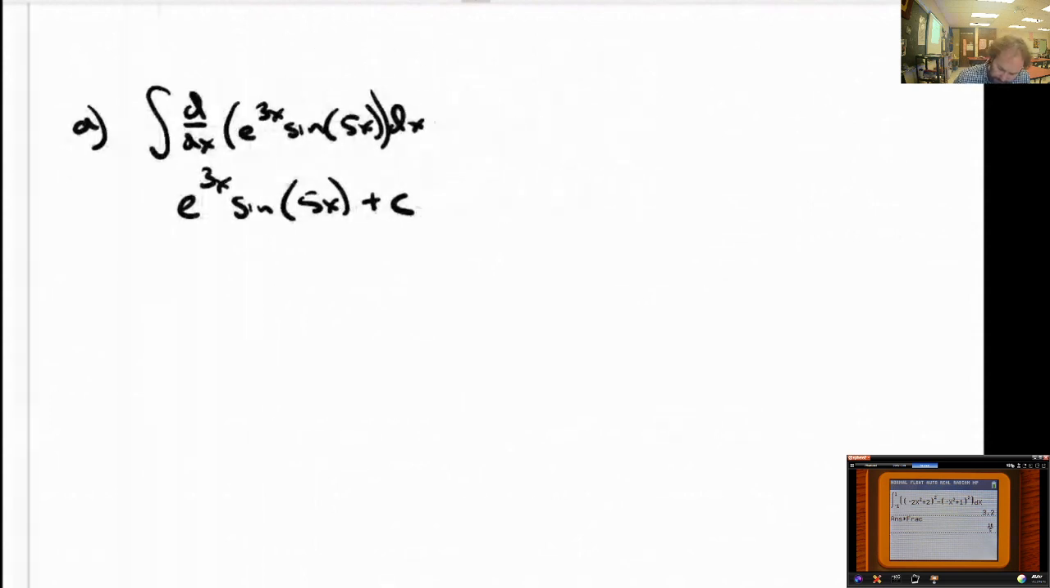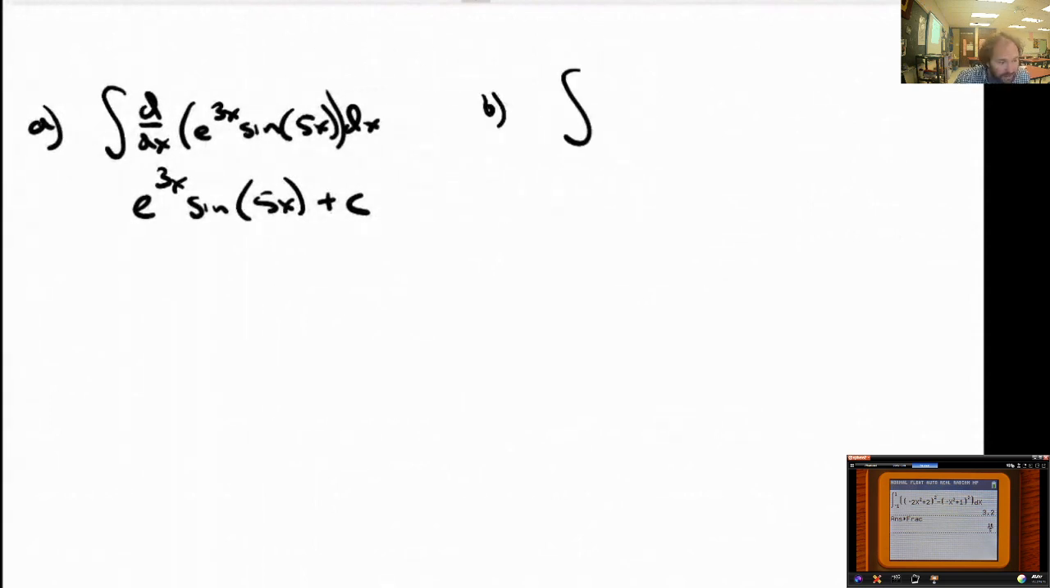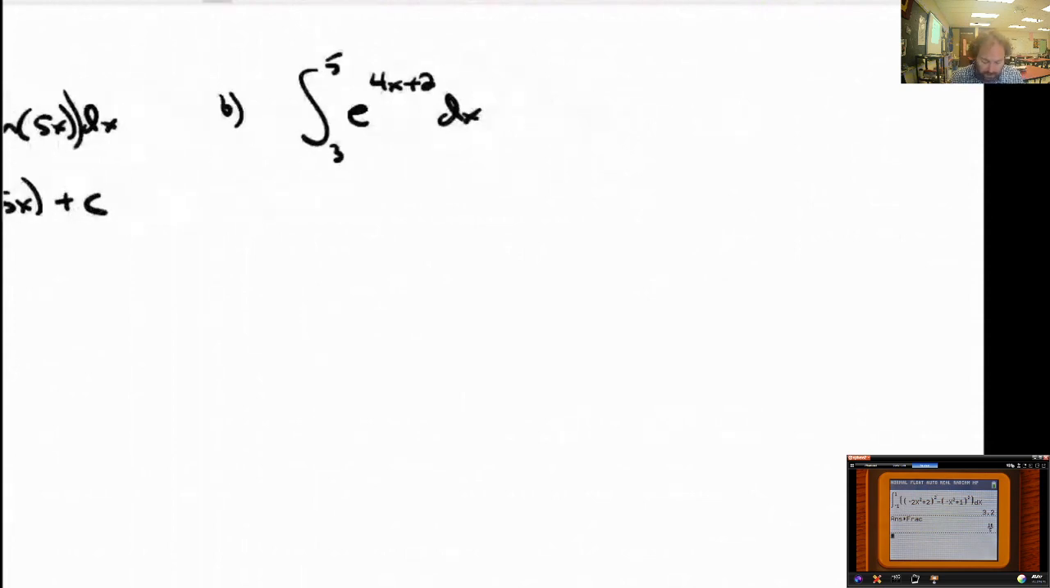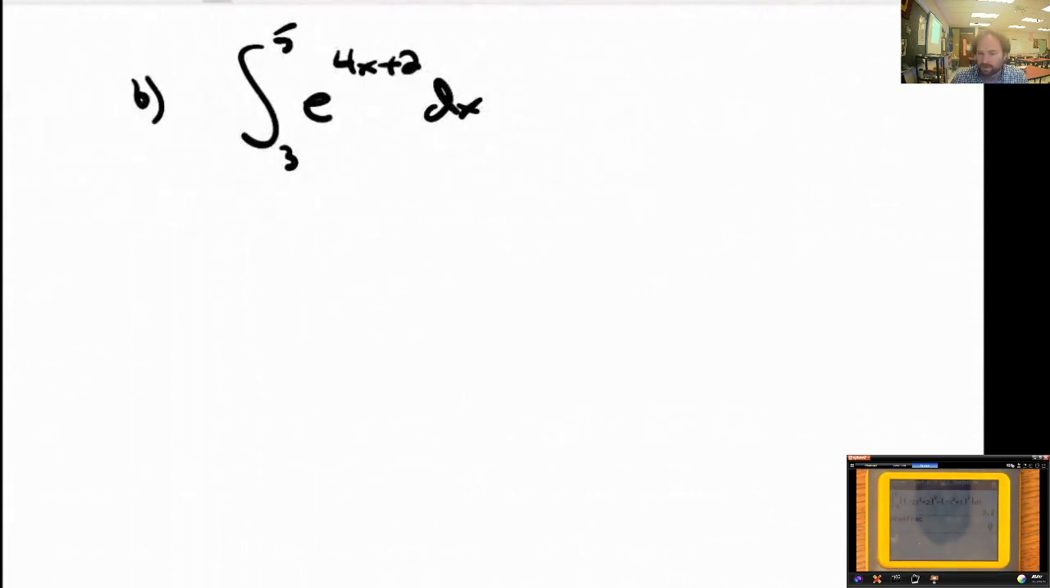For question B, we have a definite integral from 3 to 5 of e to the 4x plus 2 power dx. So the first thing we've got to do is think about what the antiderivative of e to the 4x plus 2 is. Kind of an anti-chain rule problem. But this one's pretty straightforward. First of all, we need e to the 4x plus 2 because the derivative of e to the x is e to the x. But if we took the derivative of this, we would have to remember that there would be a times 4 that would kick out because of the chain rule. So our antiderivative needs to account for this.